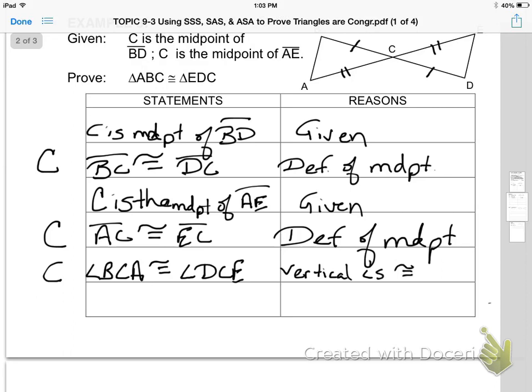Okay, so that means that these two angles have the same measure. So now we have three congruencies. So we can say that triangle ABC is congruent to triangle EDC, and that one is side, angle, side.